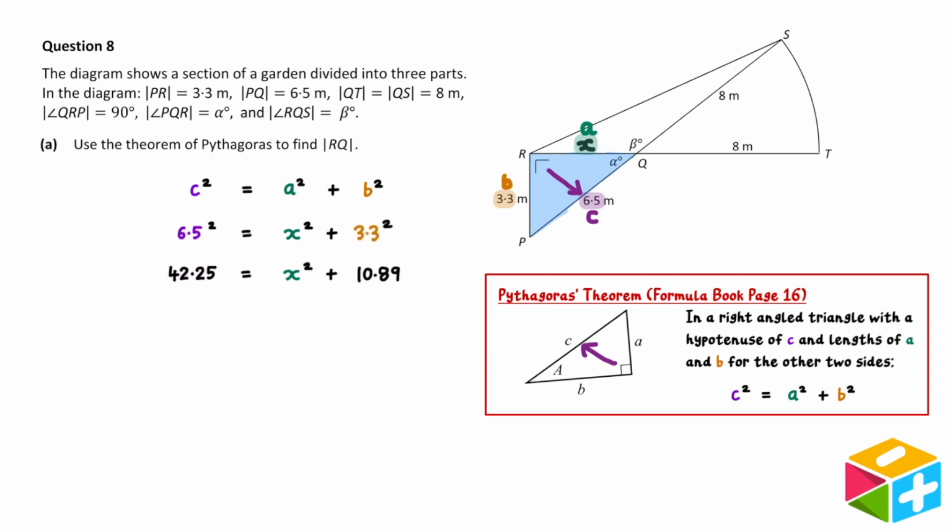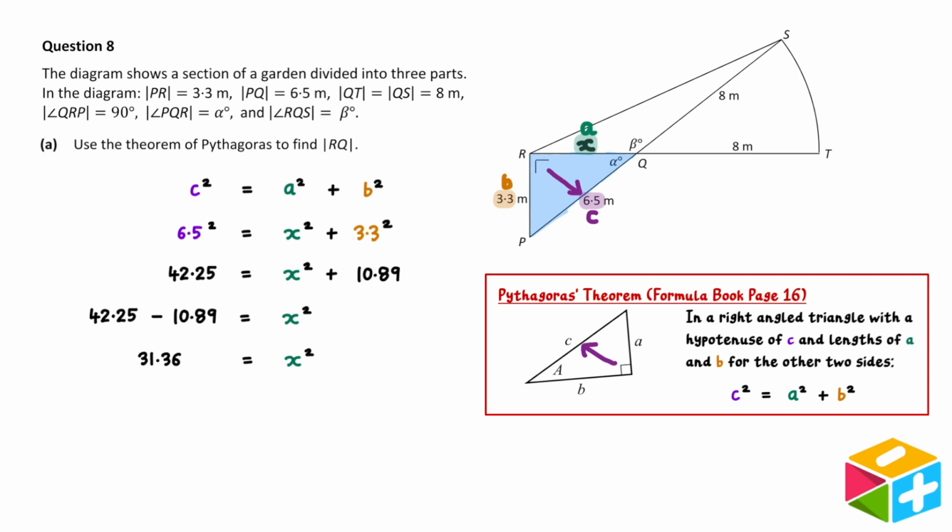To find the value of x, we'll need to rearrange our equation into the form x is equal to something. Our x appears on the right-hand side, and to isolate it, we'll need to get rid of the square and the plus 10.89. The opposite of addition is subtraction. So to get rid of a plus 10.89, we should subtract 10.89 from both sides. Performing the calculation on the left gives us 31.36 is equal to x squared.